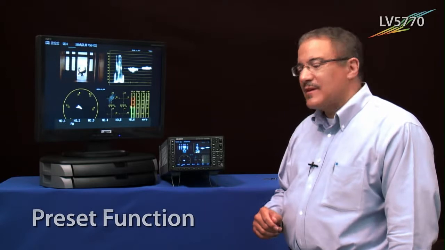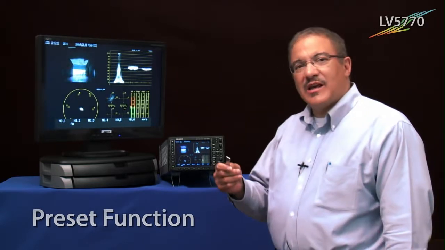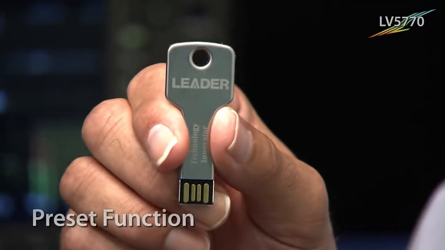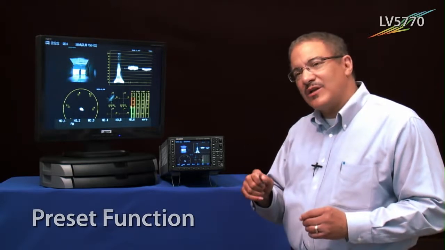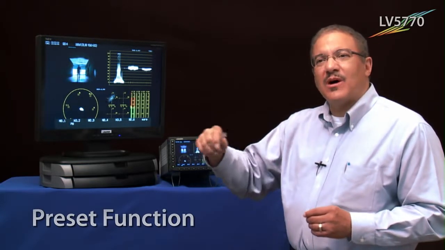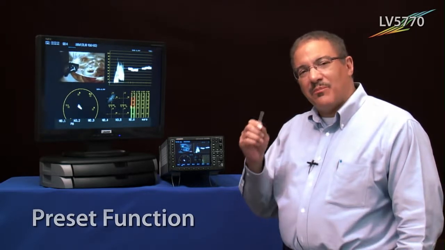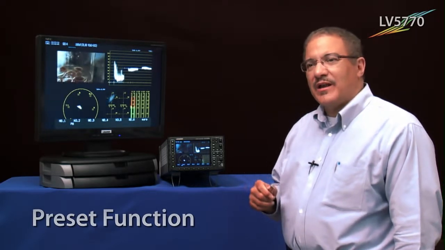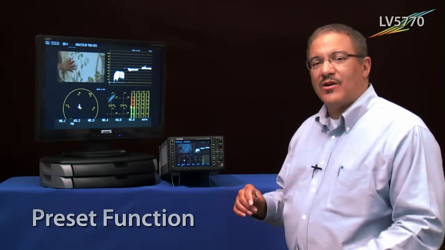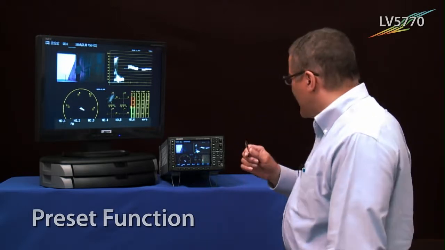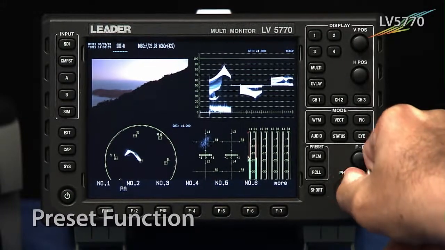The nice thing also is that the presets can be saved onto a USB stick. So if you've got multiple 5770s, you can transfer the preset from model to model without having to start off from scratch with each one. It also allows you to be able to back up the presets so that if somebody comes in and changes the presets or overwrites the presets you have there, you could load that back in. So just to show you, we're going to take a USB stick and insert it into the unit.